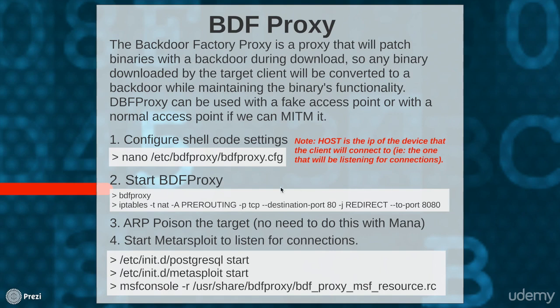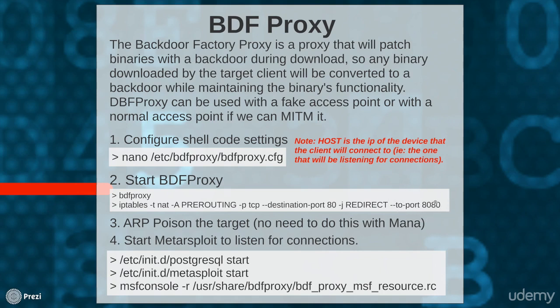I'll do it next. But before I do that, I'm gonna start my backdoor factory proxy. And after I do that, we're gonna do the same thing we did with the SSL strip. We're gonna use iptables to redirect any packet coming on port 80. We're gonna redirect it to 8080. We're gonna do this because backdoor factory runs on port 8080.